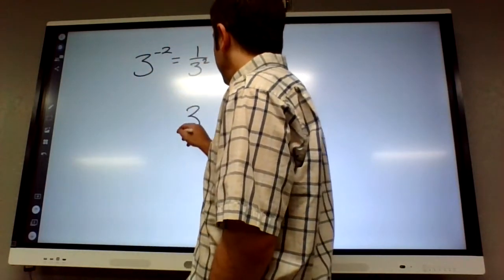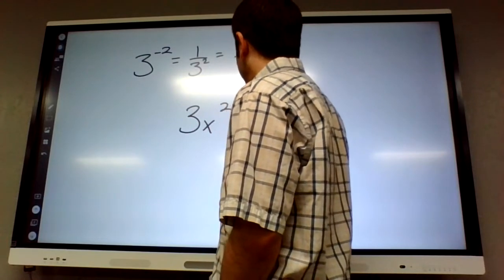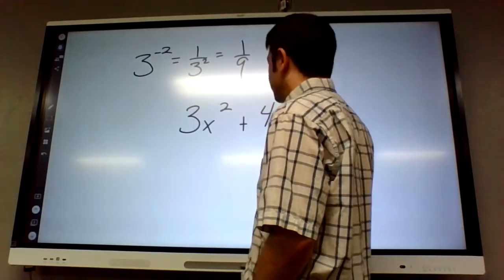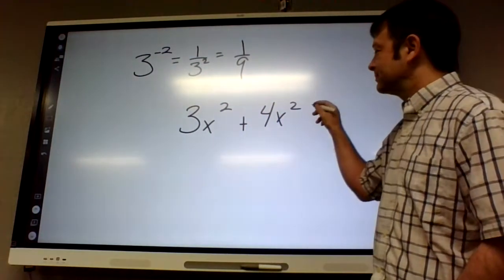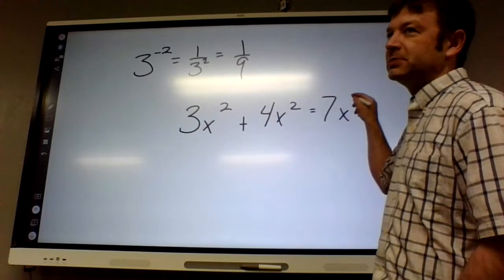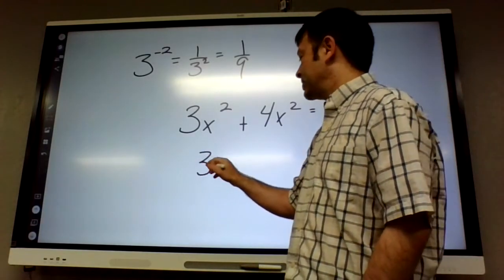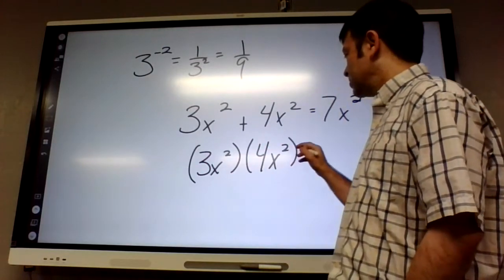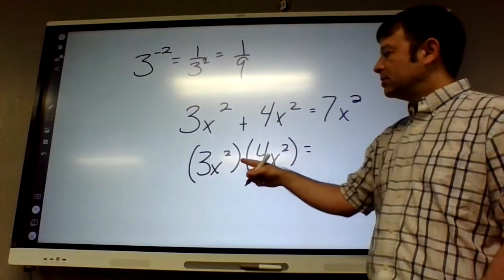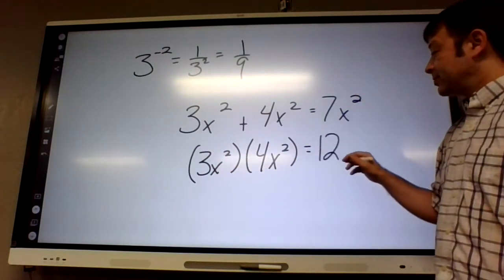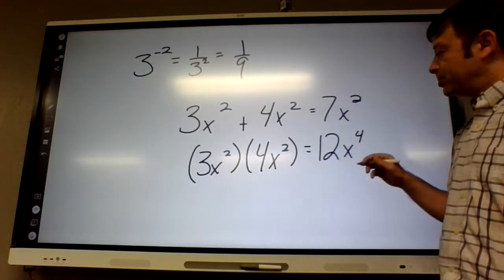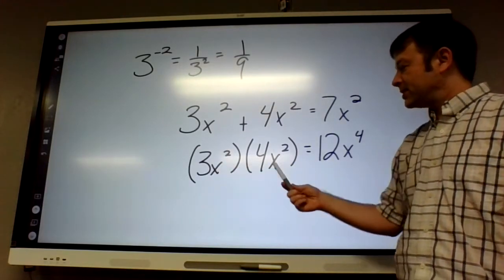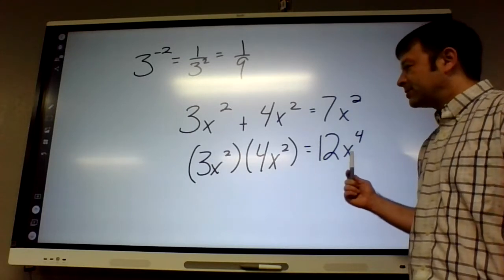And then, what do we do with the exponents when it's like 3x squared plus 4x squared? Nothing. What do we do with the exponent if it's 3x squared times 4x squared? Add the exponents. So 3 times 4 is 12, x squared times x squared is 2 plus 2, not 2 times 2. Because basically this means x times x times x times x, x to the 4th.